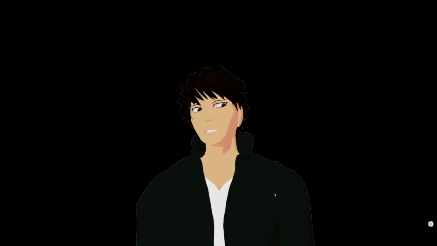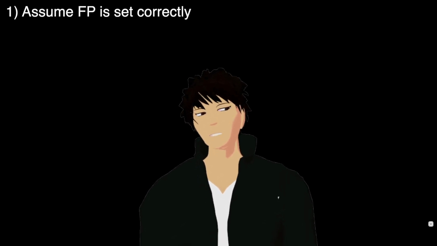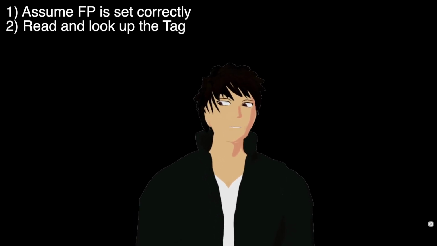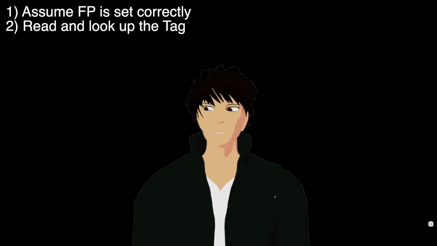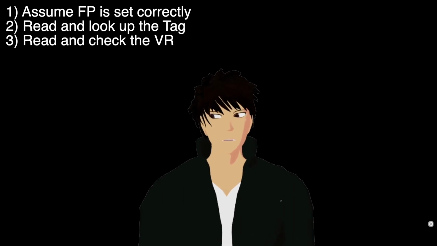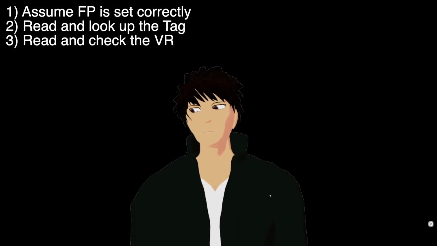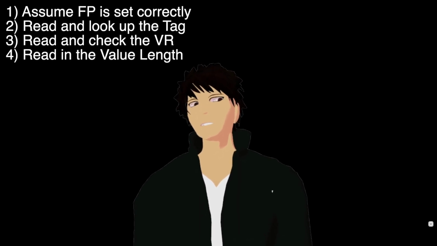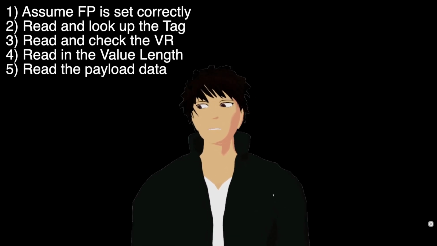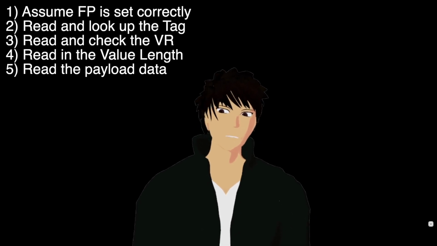So in order for me to scan a tag, my function has to: 1. Assume that the file pointer is in the right place. 2. Read in 2 bytes each for the group and element numbers into integer variables, and pull the element data from the library. 3. Read in the value representation, which is 2 characters, and compare that against the search values. 4. Read in the value length, which is actually 2 or 4 bytes depending on the value representation. And finally, 5. Read in the payload data to a buffer to be handled on a case-by-case basis.